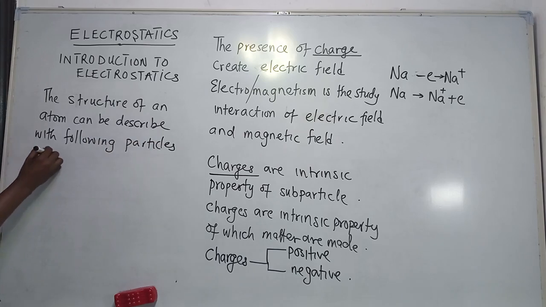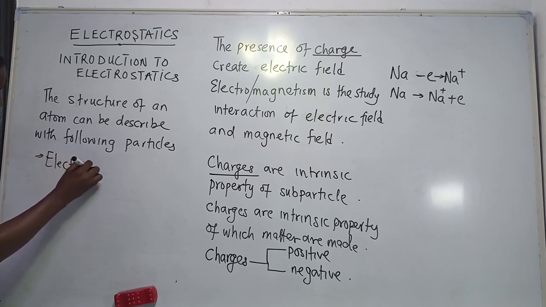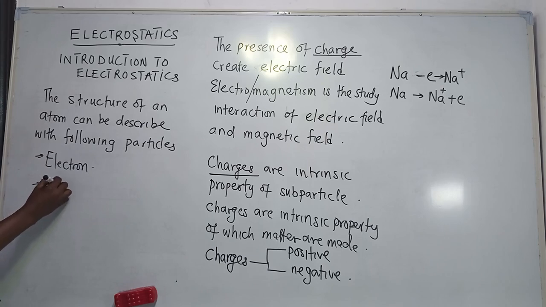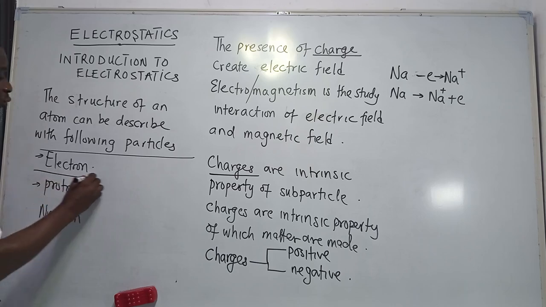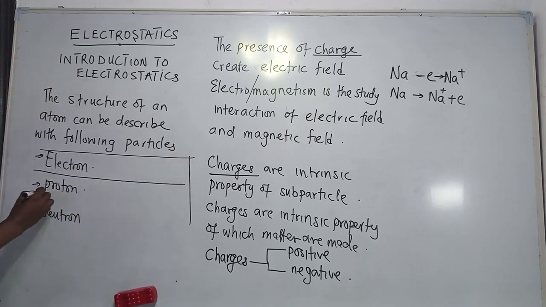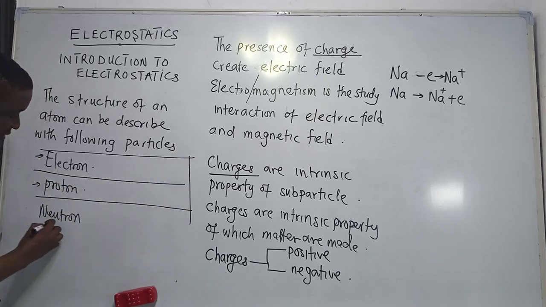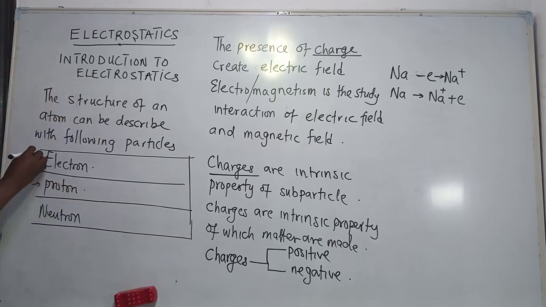Number one is the electron. Number two is the proton. And number three is the neutron. So that means that you cannot describe the structure of an atom without talking about all this. If I want to discuss the structure of an atom, I must know the particles.